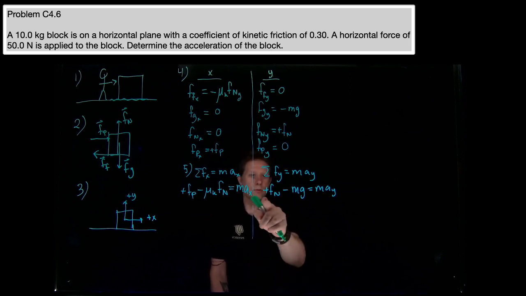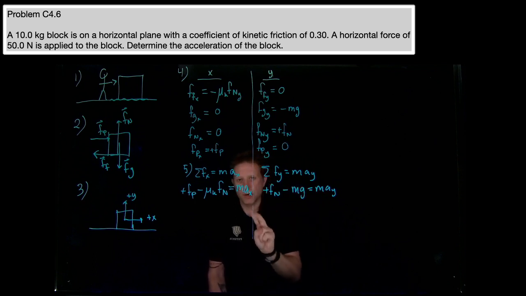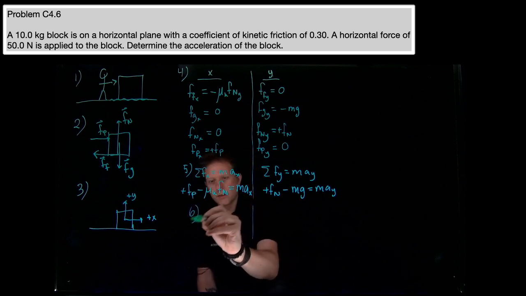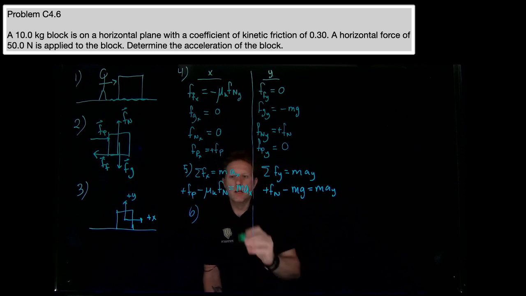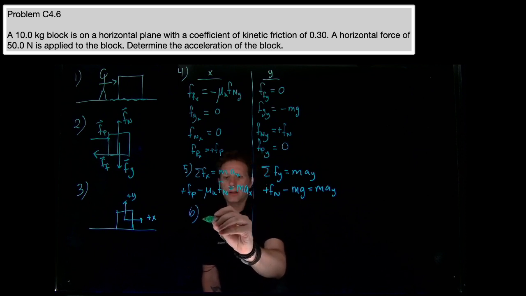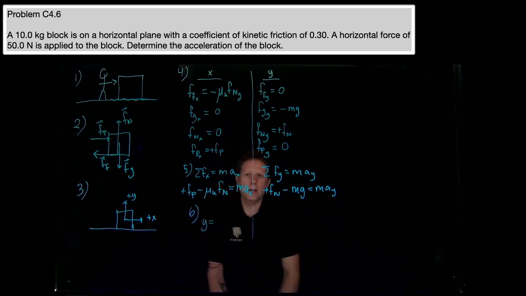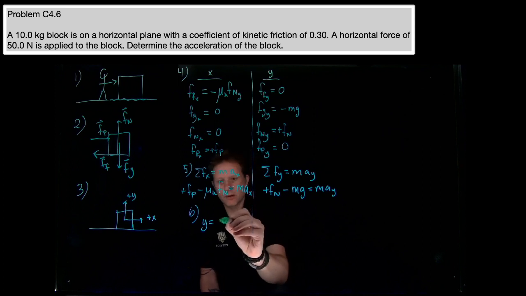It's also an unknown. Going to the other equation, we know the mass, we know the acceleration of gravity, we don't know the acceleration in y. That means we have three unknowns, two equations. This is not in our favor. So we go to step 6. That is the equation of constraint. In this case, we know that the y-coordinate is going to be 0 all the time. The box is constrained to move on the surface, hence an equation of constraint. So that is equal to 0.